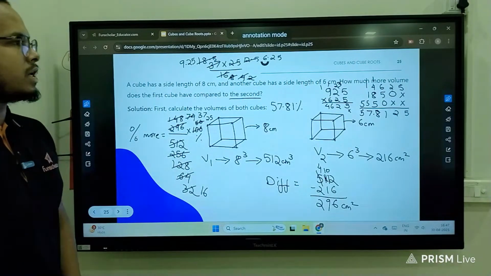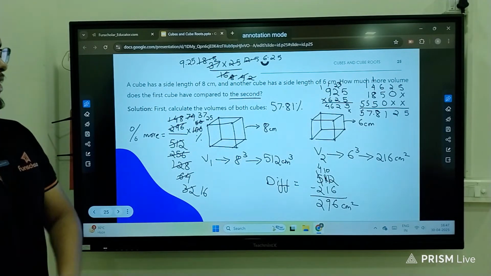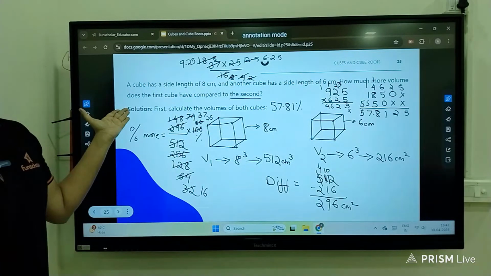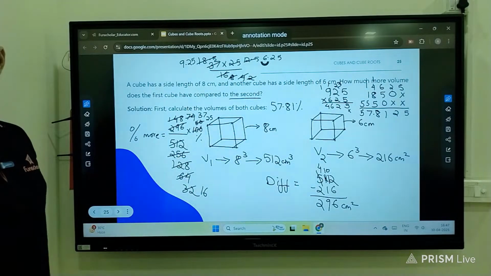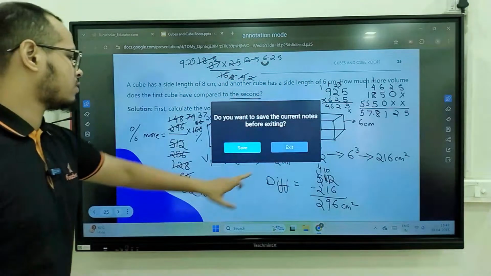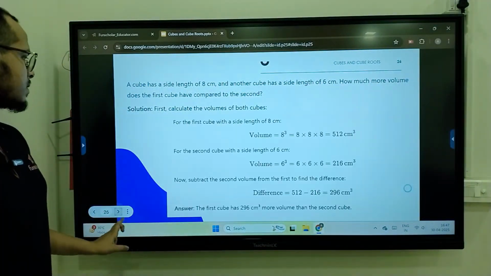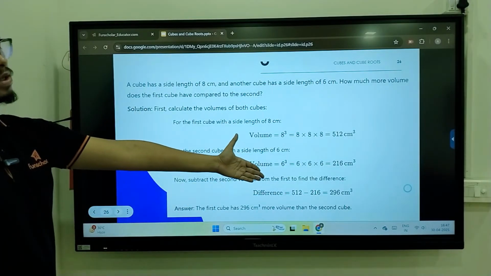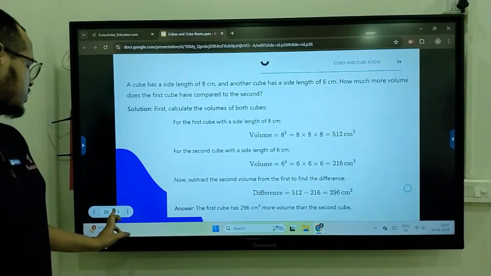Okay. Take your time, understand this, but I think this should be enough. 296, because here nothing as percentage is mentioned. Okay. Let's move forward. See, no percentage is mentioned. So the answer comes in the first instance 296 centimeter cube.